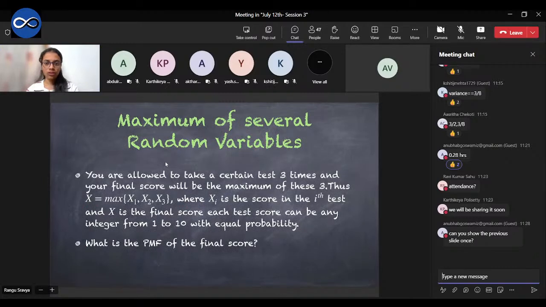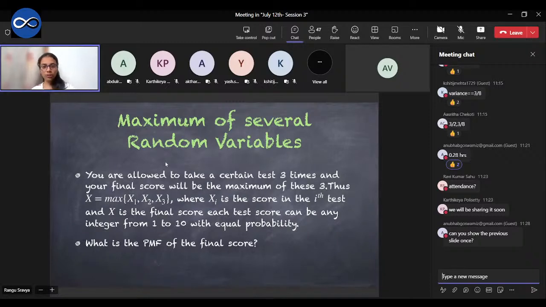Question: maximum of several random variables. You are allowed to take a certain test 3 times and your final score will be the maximum of these 3. Thus, X equals max of X1, X2, X3, where Xi is the score in the ith test and X is the final score. Each test score can be any integer from 1 to 10 with equal probability. What is the PMF of the final score?